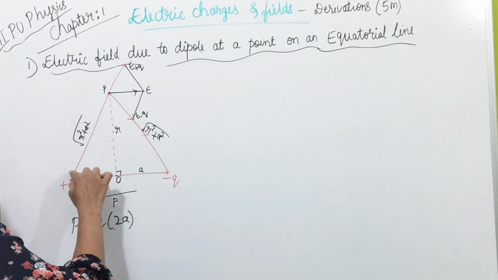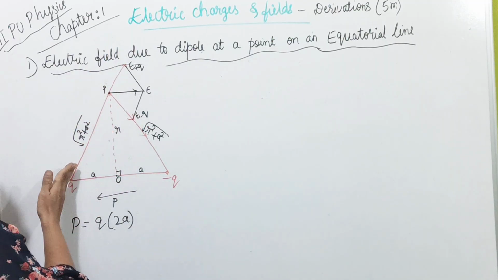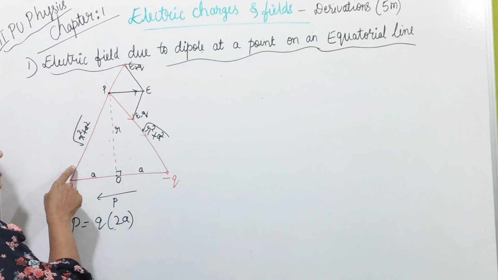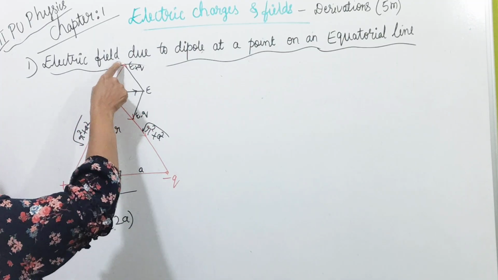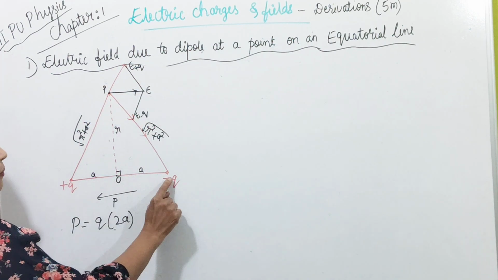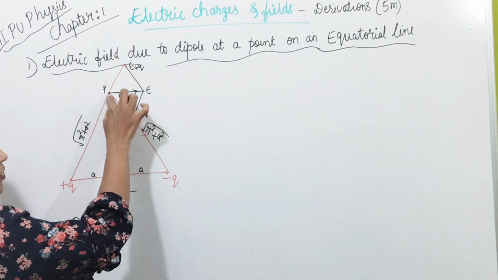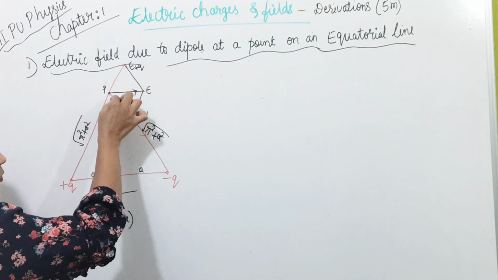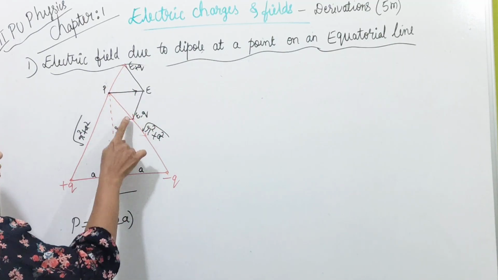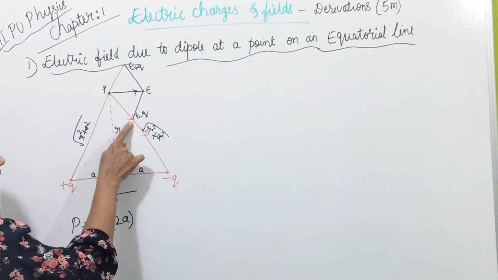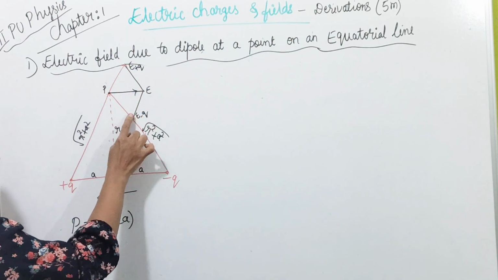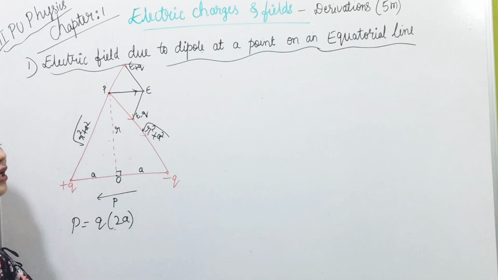Plus q produces an electric field away from it. Just extend the line joining point P to plus q further. That is the direction of the electric field due to plus q. And minus q attracts this unit positive test charge, so put an arrow mark towards the negative charge. Here there are two electric fields. This is the electric field due to the negative charge. You can name them E1, E2, or let me write here E minus q.